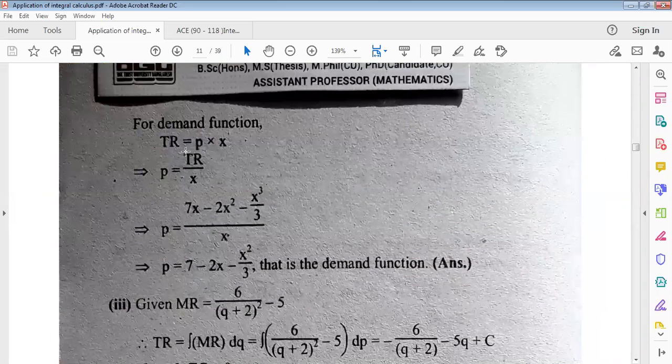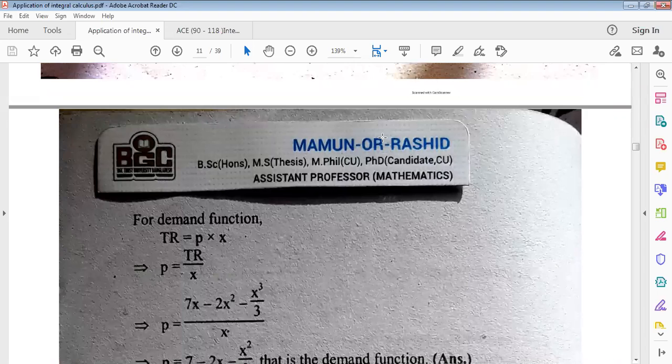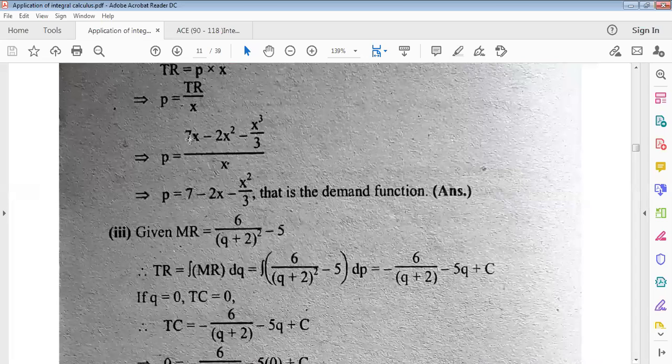Now for the demand function, total revenue equals Px, where P is price and x is the total number of units, so P is the demand function. So P equals TR divided by x. TR equals this function; this is total revenue, not total cost. Dividing by x: 7x divided by x, 2x square divided by x, and x cube by 3 divided by x gives x square by 3. So 2x square divided by x will be twice x. This is actually the demand law or demand function.